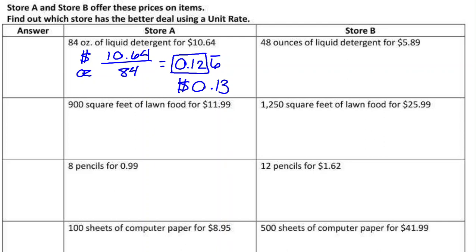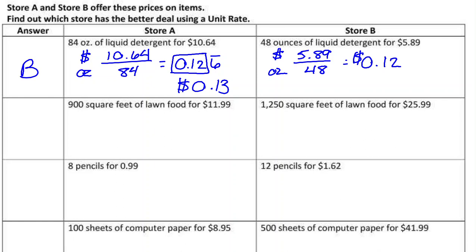And then the next one, I'm going to take the money, divide it by the ounces. So I have $5.89 divided by 48 ounces. And I end up with a rounded answer of 0.12 cents. So which store has the better buy on detergent? Which store is going to give me the better deal? Store B, because it's a lesser price per ounce of detergent.